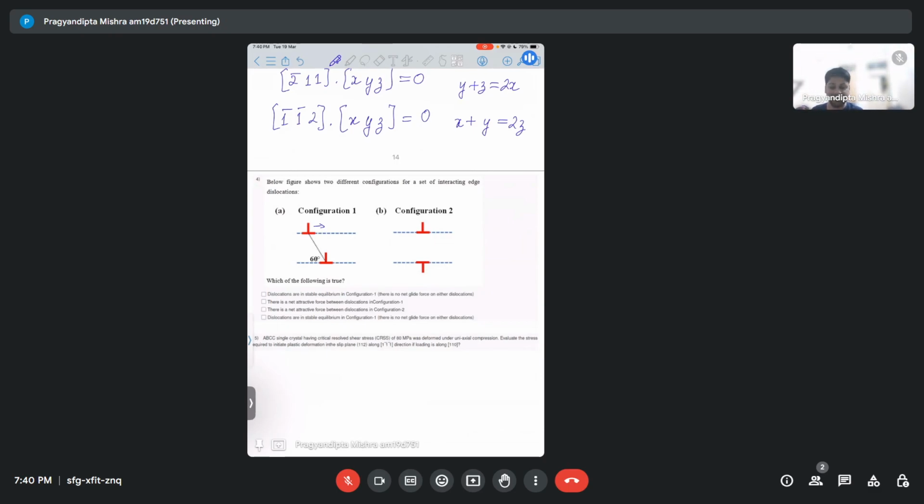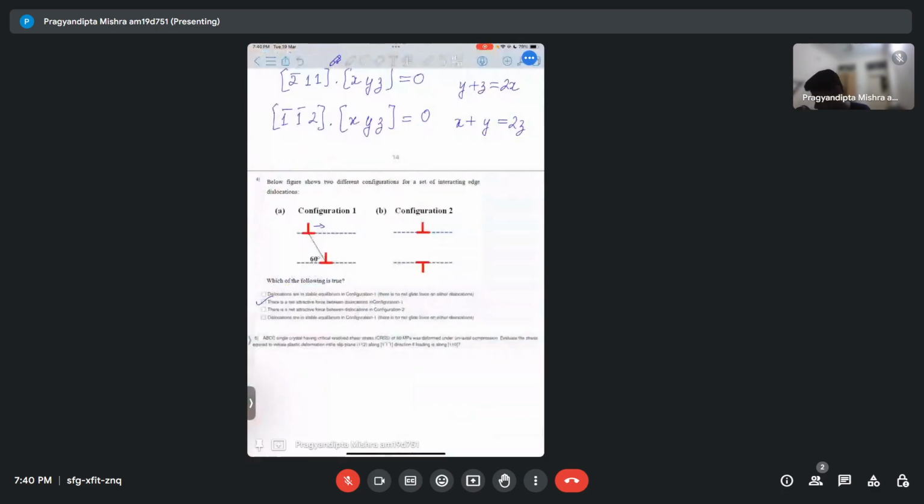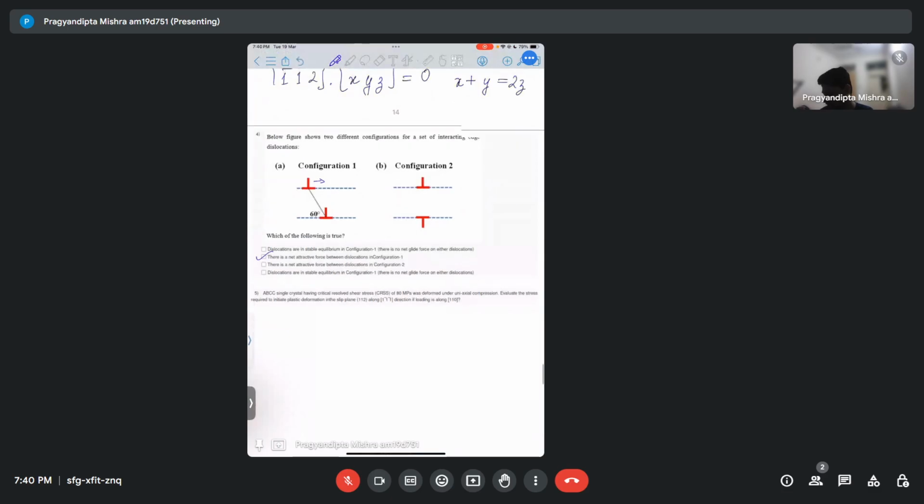There is a net attractive force between dislocations in configuration 1. That is correct. There is a net attractive force between dislocations in configuration 2. That is wrong. They will try to push each other far away, so that will not be correct. Dislocations are in stable equilibrium in configuration 1. Again, the same option is repeated, I think, so that is again wrong. So only option B is correct.